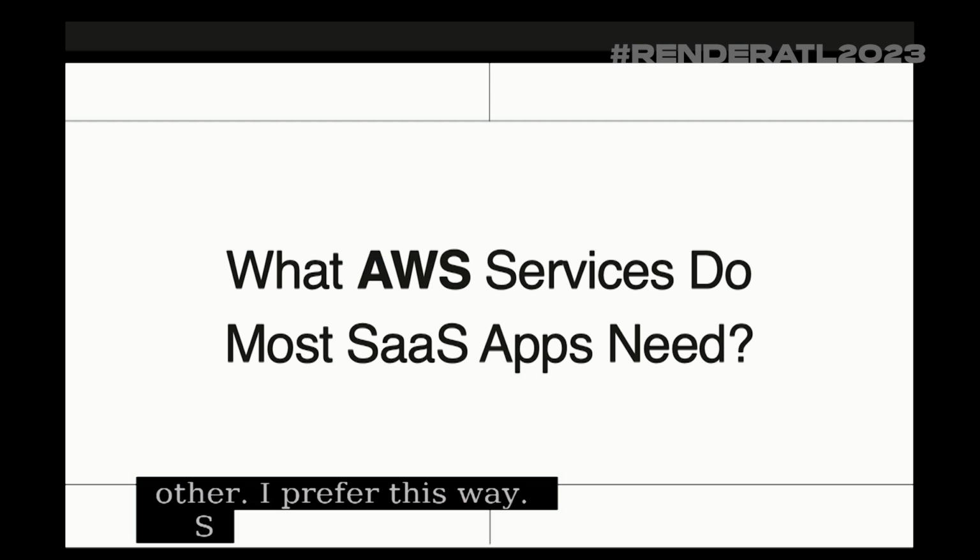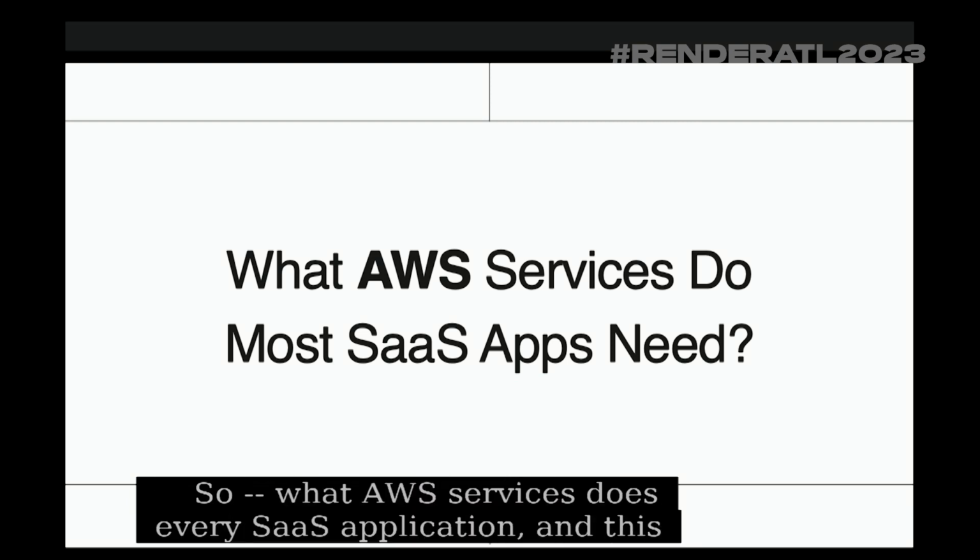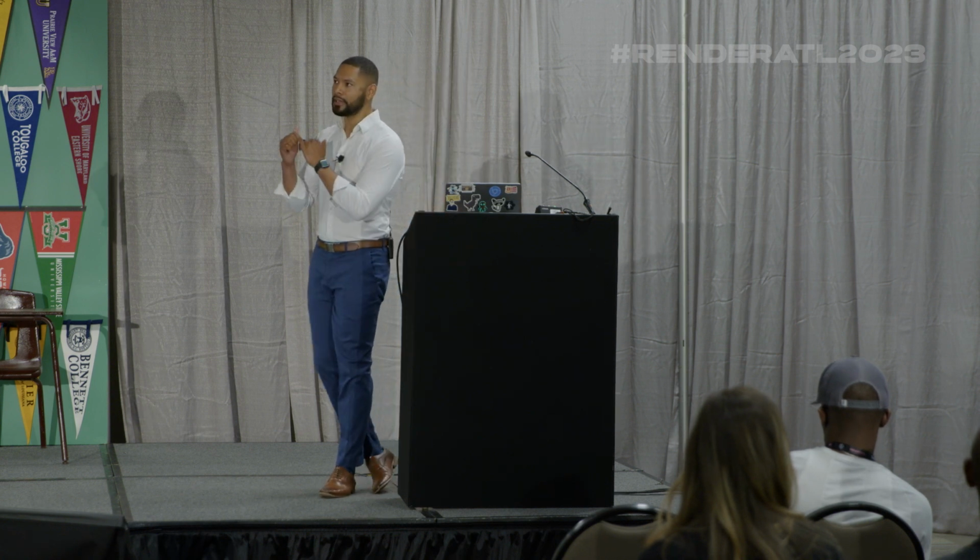So what AWS services does every SaaS application need? And this is pretty much like every SaaS application. Okay? Let's talk about that for a second. Well, if we look back at that architecture diagram, I know I'm going to need an API. Now, in this case, I'm going to be using GraphQL, and there's a very specific reason why I'm choosing GraphQL.